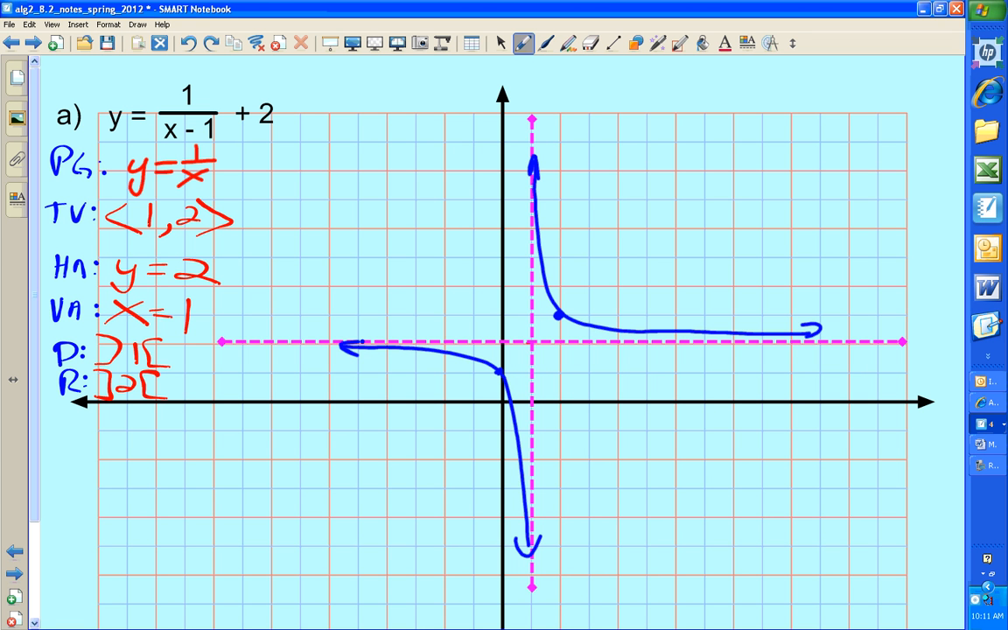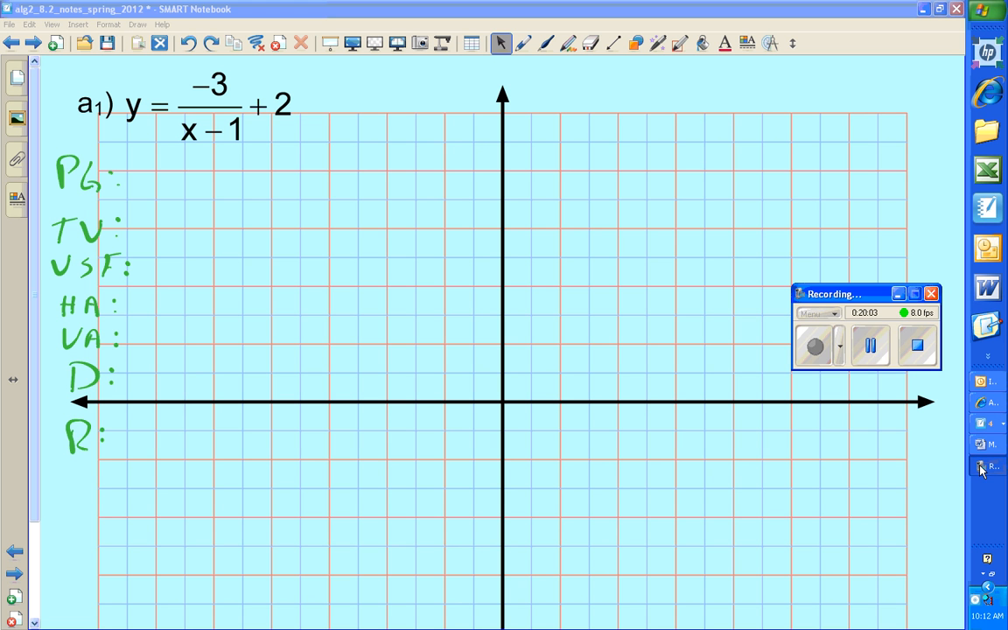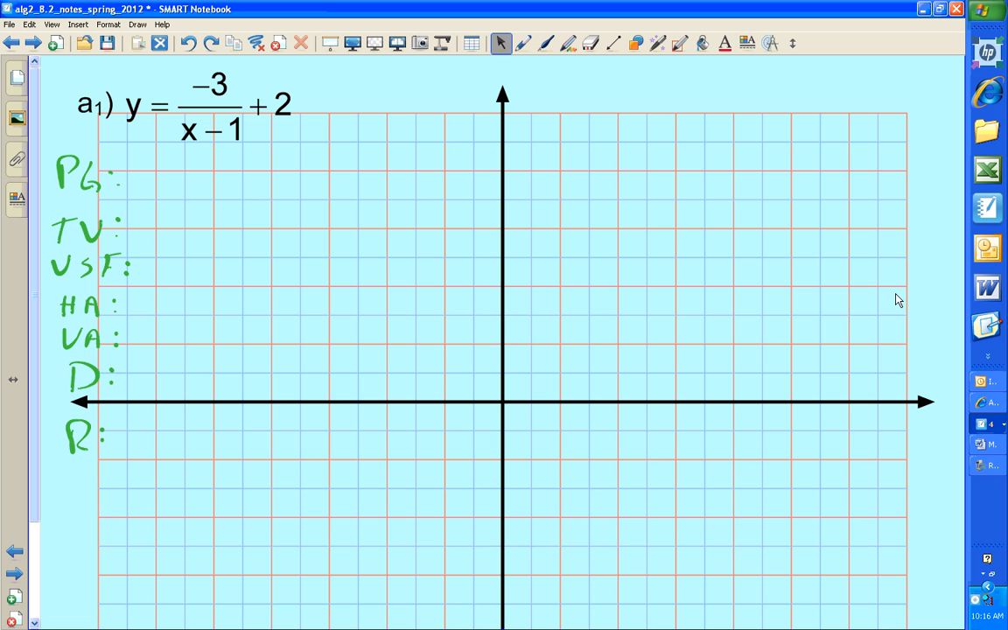Everybody good with that? Let's try one where you do both. Translate and stretch. Not only will you translate and stretch, but I can tell you that that negative 3 is going to cause you to flip it vertically. Give this one a try. See how far you can get. If you're stuck, okay, let's see if we can make the list and then we'll go to the graph.